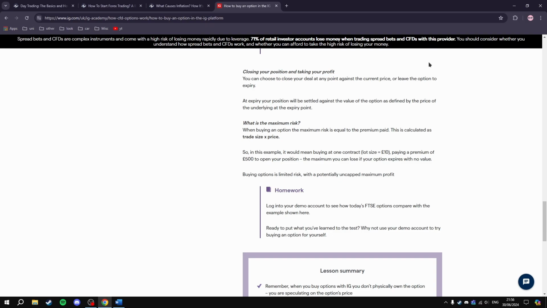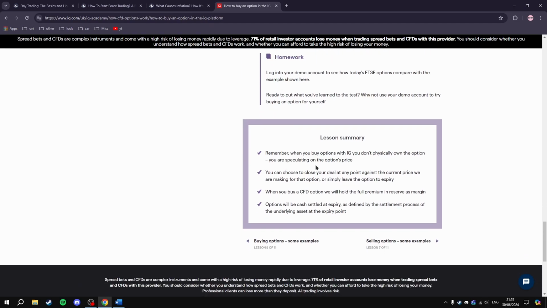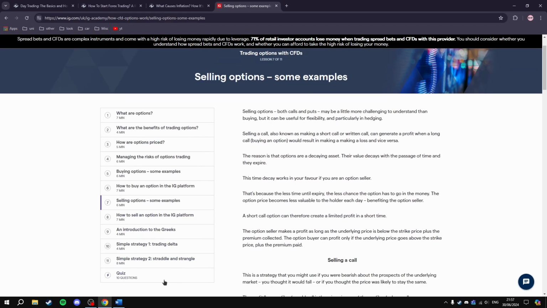Maximum risk: when buying an option, maximum risk is equal to the premium paid. This is calculated as the trade size times the price. So buying options is limited risk with a potentially uncapped maximum profit. And then we went through the lesson summary. So now we're on to selling options, some examples.